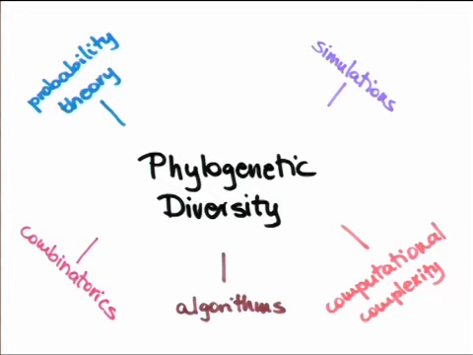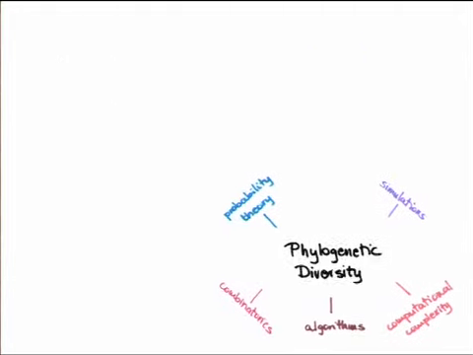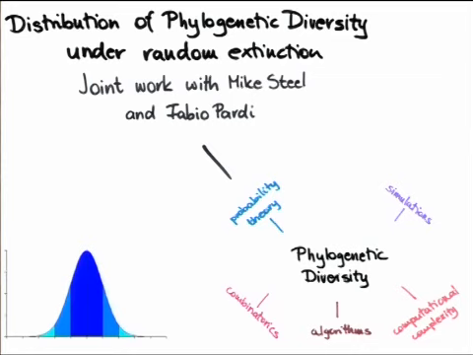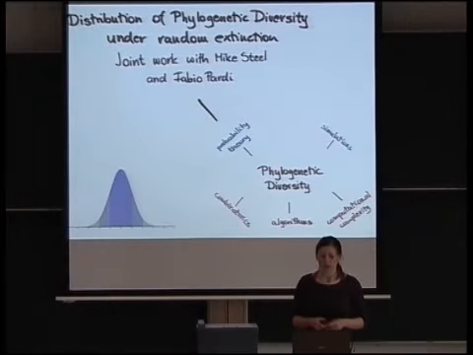I'm particularly interested in problems that are related to combinatorics, computational complexity, algorithms, probability theory, also simulations. In my talk, I will present joint work with Mike Steele and Fabio Pardi. The talk will discuss the distribution of phylogenetic diversity under random extinction.